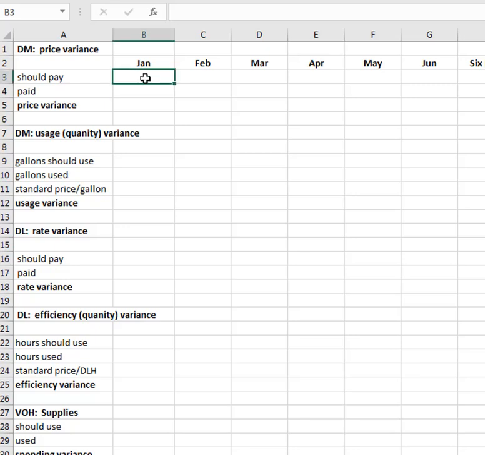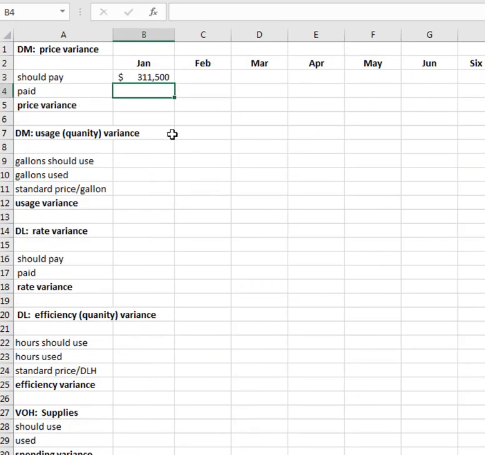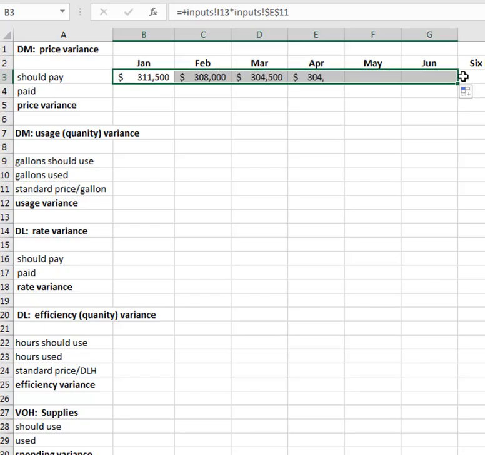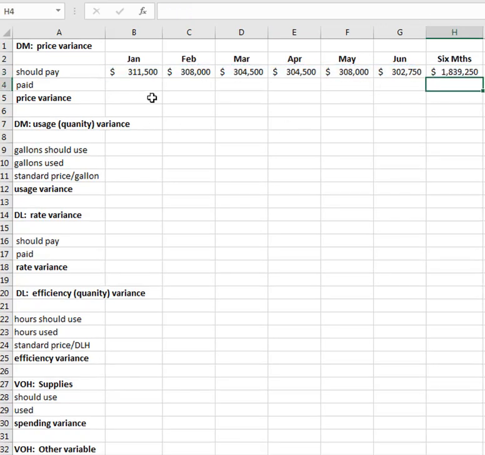All right, so let's see. What should they have paid? Price variance is the difference between what you should have paid and what you did pay. So what should they have paid? In January, they should have paid for each of those 89 gallons $3.50. And if we anchor the price per gallon here, we can then pull that across, and we can get a sum. We can get a 6-month total.